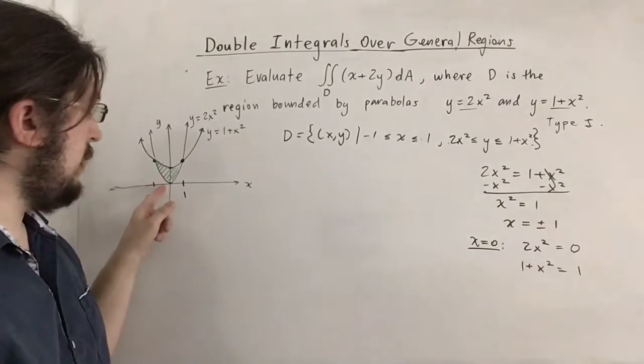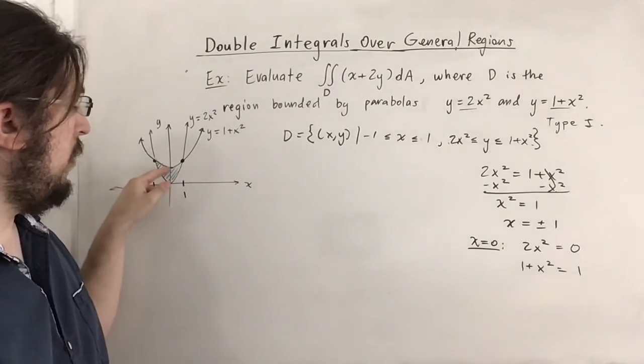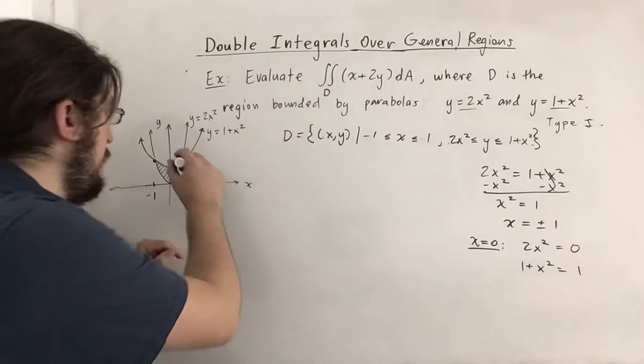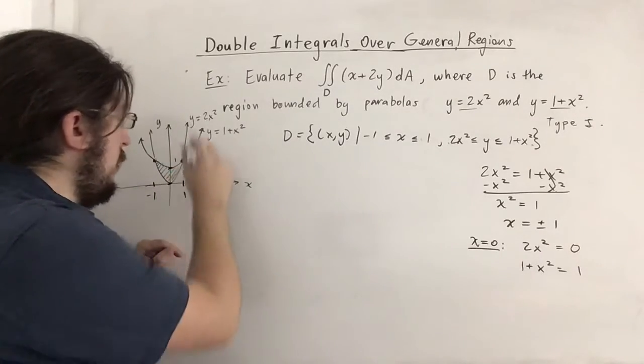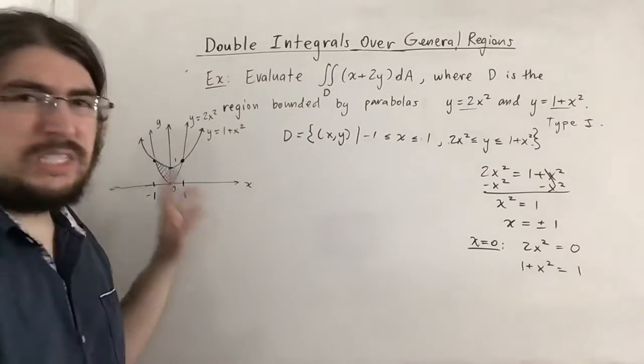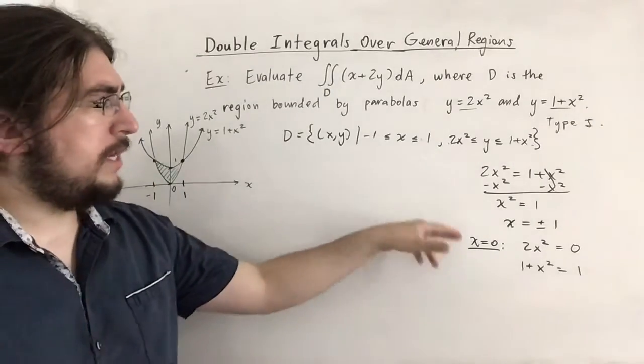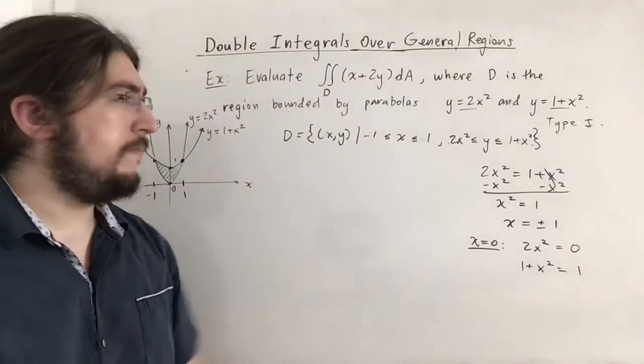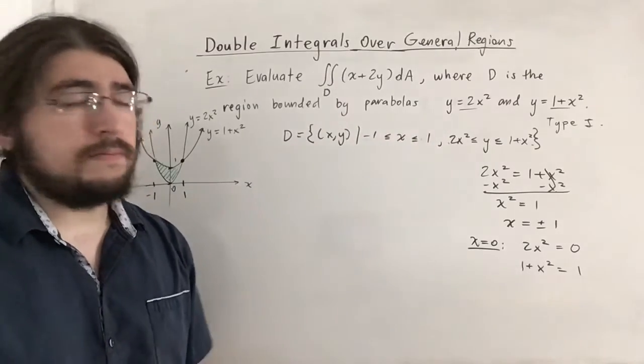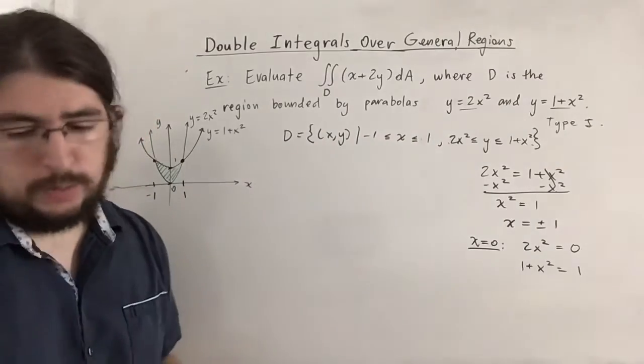And clearly when x is equal to 0, the y value for 1 plus x squared is 1, and the y value for 2x squared is 0. That part really doesn't matter. The whole point is you pick some number in between the x values you found. So this is a way to get the inequality situated, or the order situated.